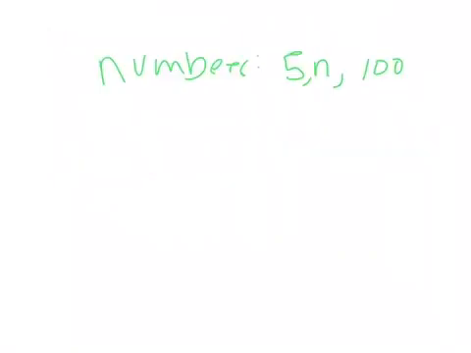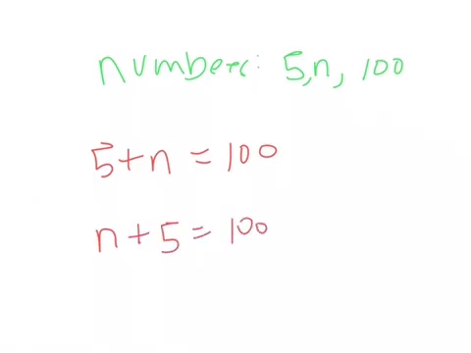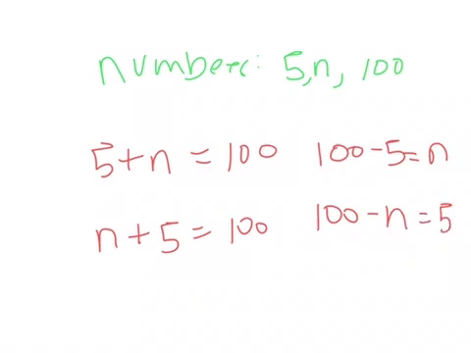Well, we talked about all of the ones that have numbers, but what if we have two numbers and one variable? Well, let's see. What fact family can we come up with? We can do the same thing as we did. We could just do 5 plus n is equal to 100. n plus 5 is equivalent to 100. 100 minus 5 is equivalent to n. And 100 minus n is equivalent to 5.